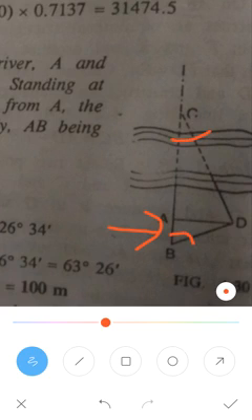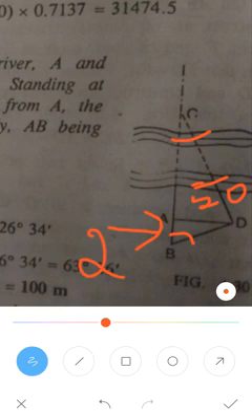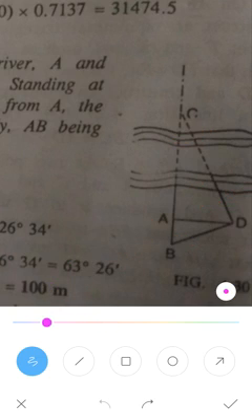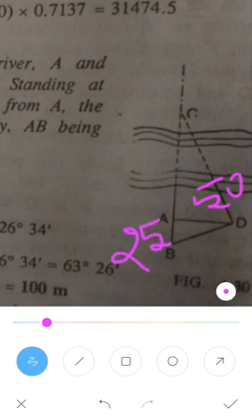Now what you have to do is, standing at A, another length of 50 meter is perpendicular to AB from A. So this length is also given. So AD is 50 meter and AB is 25 meter. So these two are given, this is sufficient. This is a right angle triangle. For a right angle triangle, opposite and adjacent are given, which is sufficient to determine the angle. So this angle I can find out easily.